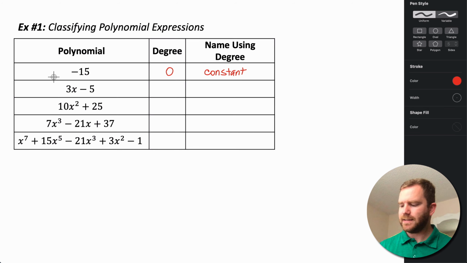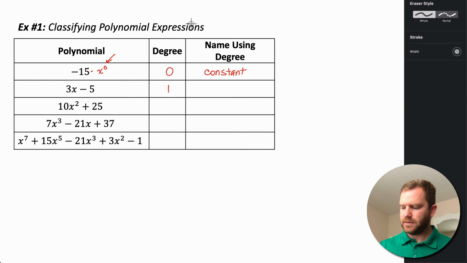The reason why it's actually a degree of 0 is we could think of this as negative 15 times x to the 0 power. Because x to the 0 power is just 1, negative 15 times 1 is still just negative 15. With it having a power of 0, that's why its degree is 0. In this next one, we have a 3x to the first, and then again we have our 5x to the 0. So the highest exponent would be a 1 here.